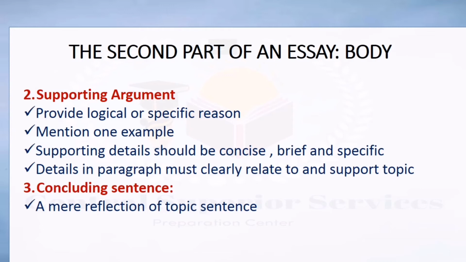For example, you may say that unemployment is one of the causes behind crime, and after that you go on telling how it causes crime. So unemployment is one of the causes behind crime. It is a general idea or topic sentence, and the causes which you provide are the specific details and strong evidence about the topic. Remember that the details in your paragraph must clearly relate to and support your topic sentence.